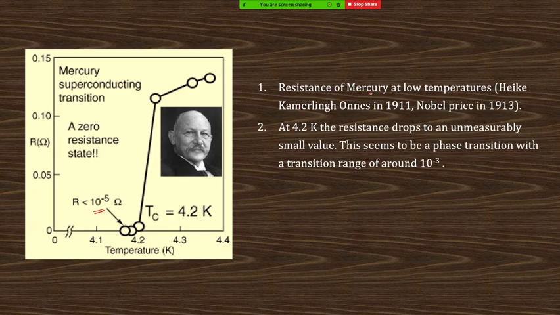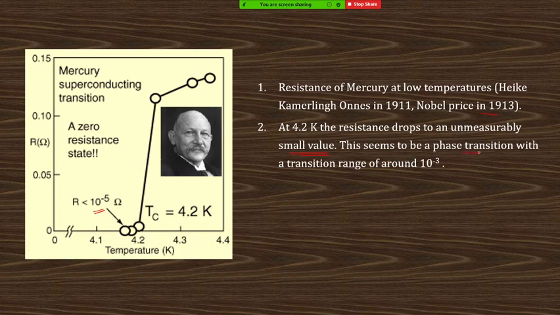So this is the resistivity of mercury at low temperature, for which he got the Nobel Prize in 1930. At 4.2 Kelvin, the resistance drops to an unmeasurably small value. The resistivity is very small, below what is measurable. There may be a resistivity, but it is not measurable.